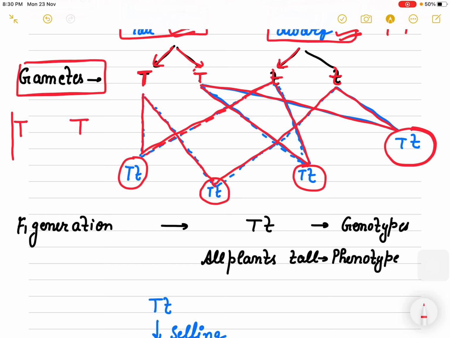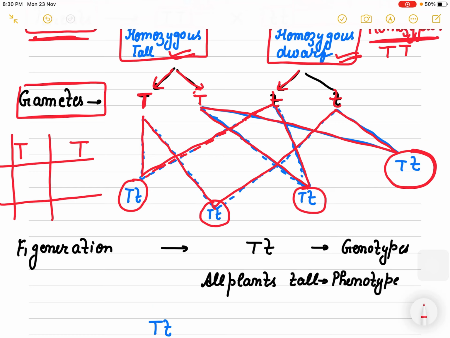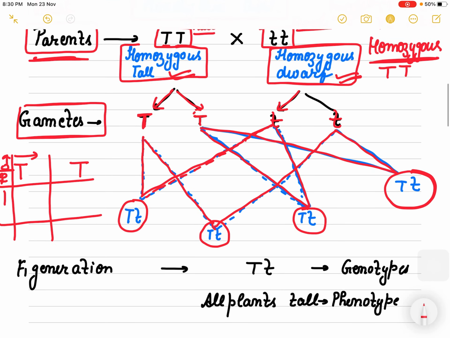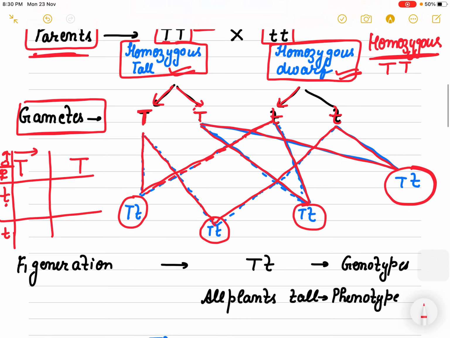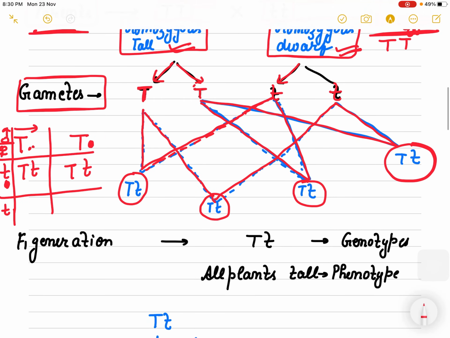Write down, make a box like this. This is actually called a Punnett square. Here I have taken male on this side and on the lower side I am taking female. Female is homozygous dwarf, so we will take homozygous dwarf. Now combine it: T with t gives capital T small t. Combine this T with this T, capital T small t. This T with this female small t.